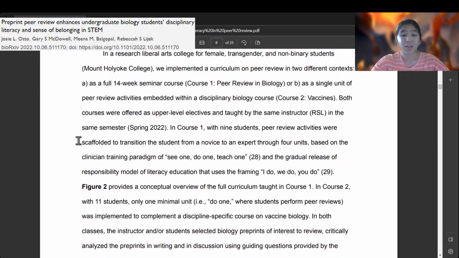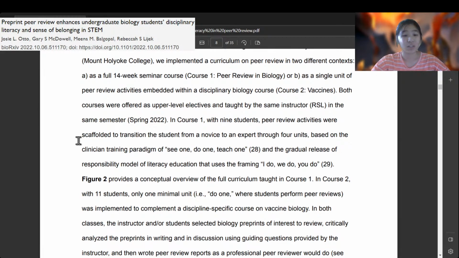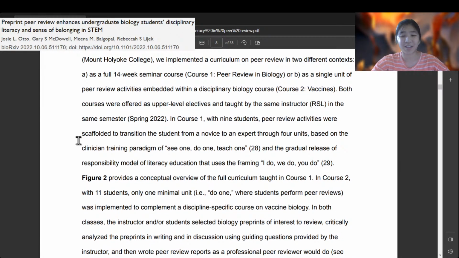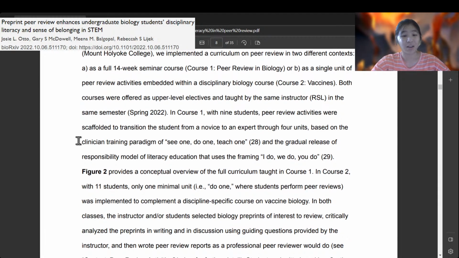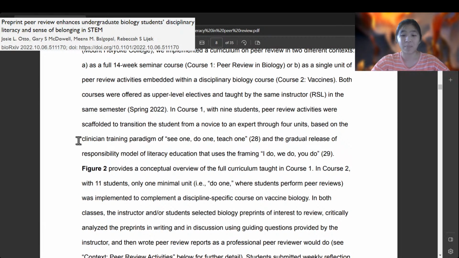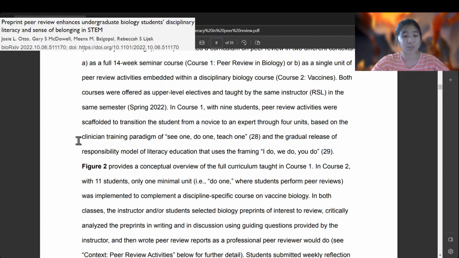2022. In Course 1, with 9 students, peer review activities were scaffolded to transition the student from a novice to an expert through 4 units, based on the clinician training paradigm of see one, do one, teach one, and the gradual release of responsibility model of literacy education that uses the framing of I do, we do, and you do.